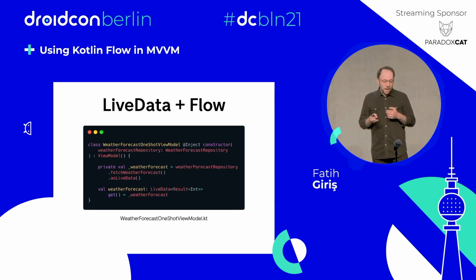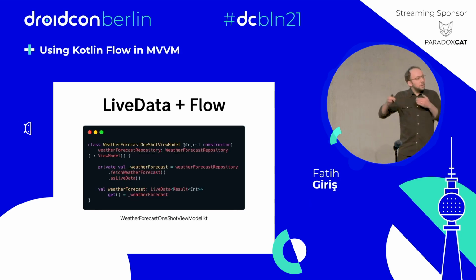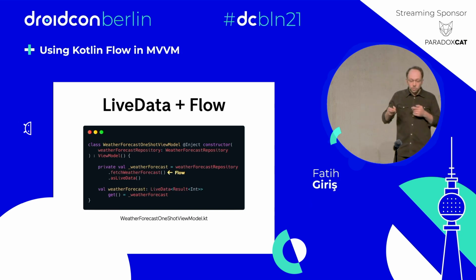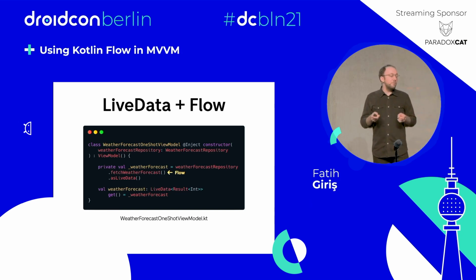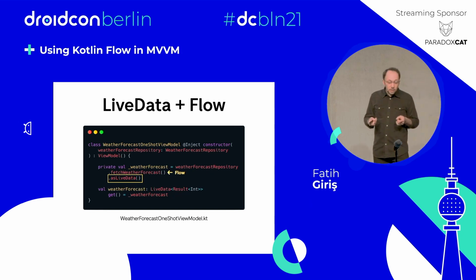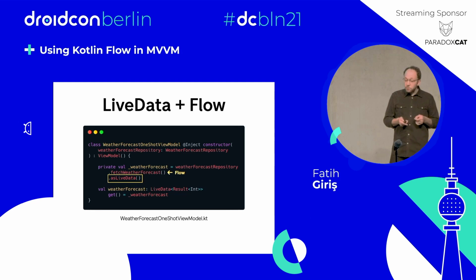So the thing is now, how are we going to call this function and use it in the ViewModel? Let's see how we can do that. In the ViewModel, we are calling the repository's fetch weather forecast method, and since it's returning a Flow and we want to use LiveData, how are we going to turn Flow to LiveData? Luckily we have an extension called asLiveData, which comes from the lifecycle library. So we can just use it, and the flow is going to be converted to LiveData.